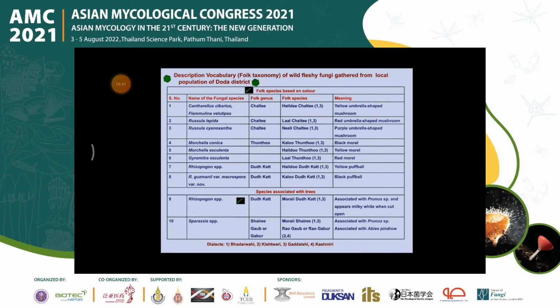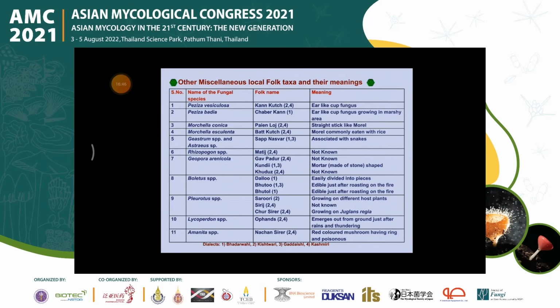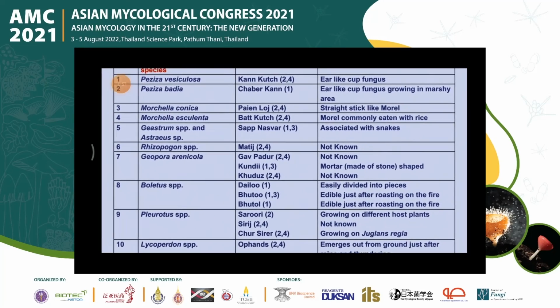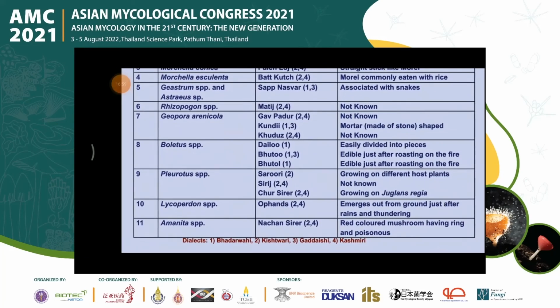Some species are recognized on the basis of color. Some species are recognized on the basis of association. Here you can see miscellaneous local folk taxa and their meaning. That means Kankach is a vesicular ear-like fungus. Sabarkan, Pylos, Batkach, Sapnaswar, Matej, Geopador, Kundi, Kudos, Bolids, Dellu, Bhutol, Bhutto, Plotus species, Sarudi, Siraj, and Chursiraj, and Lycoperdon, Amanita species: Nachan Siraj.